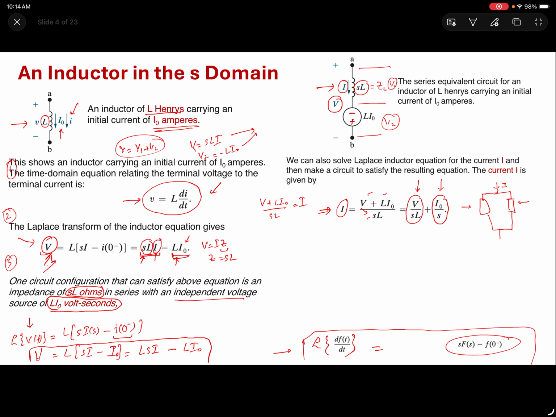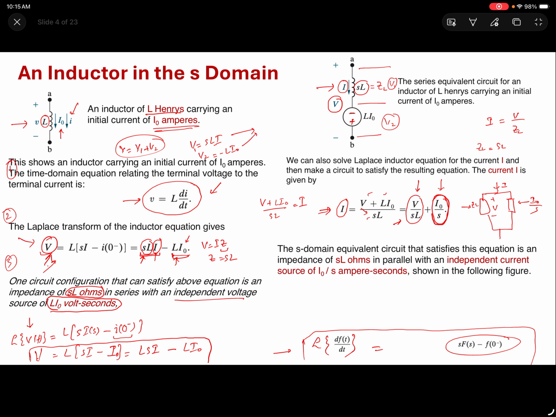So for example, on the left hand branch, you can have V over SL. What is V over SL? I can model it as I equals V over Z, where ZL is SL. So I can still have an inductance impedance, ZL, over here. My current will be divided, and the voltage across this will be V. And on the right hand branch, I am going to have another constant current source, which is going to come out to be I naught over S.